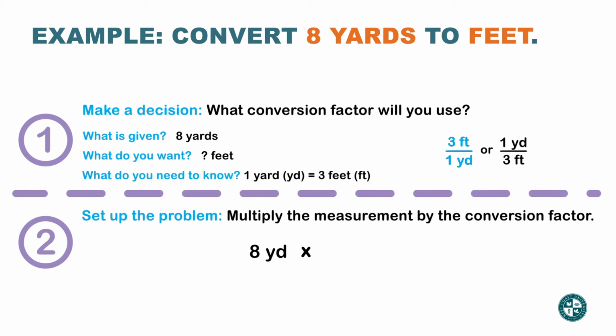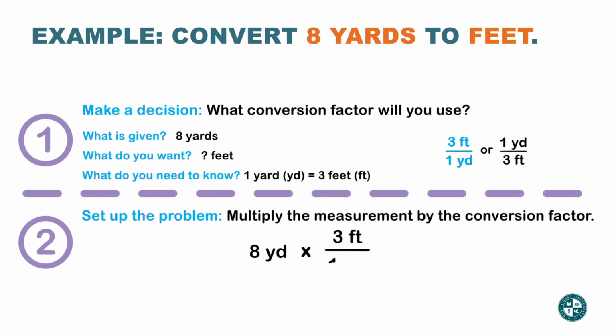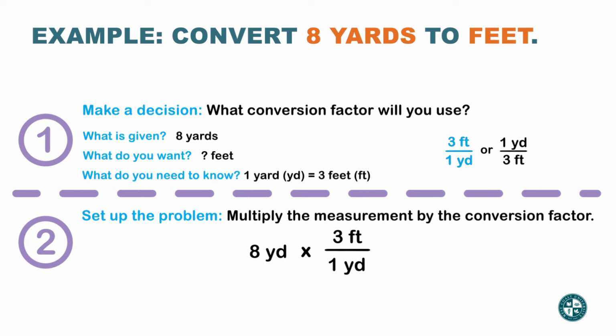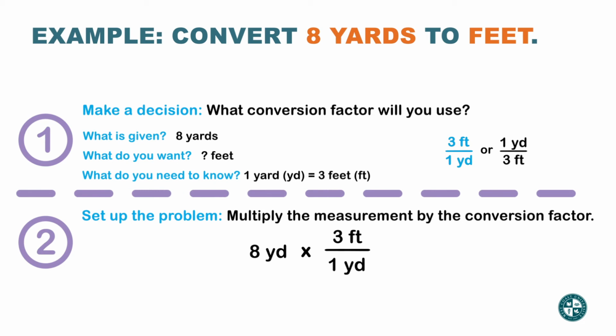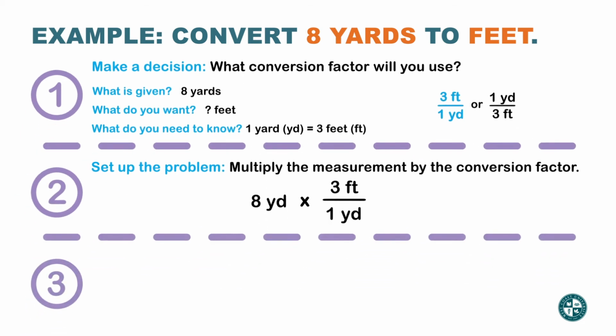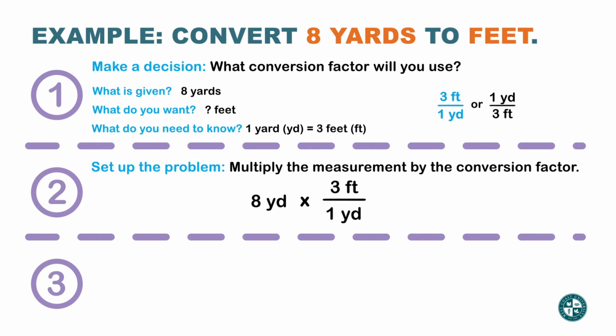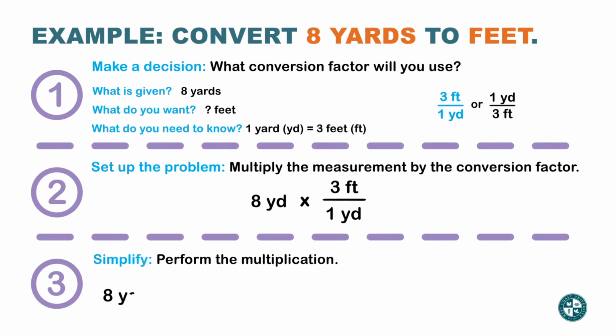I'm going to set up 8 yards and multiply by 3 feet over 1 yard. Why? Because when I multiply this, I can cross cancel the word yards, and my answer is going to be in feet, which is what I want. So once I set up the multiplication, now I'm going to just multiply and simplify.